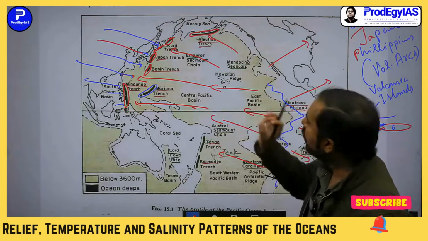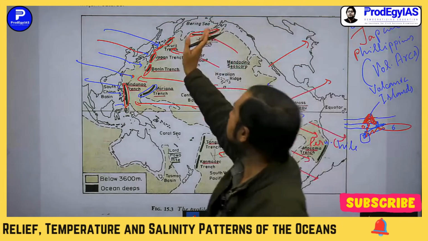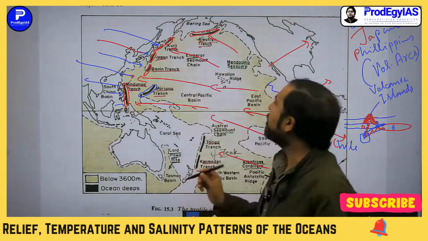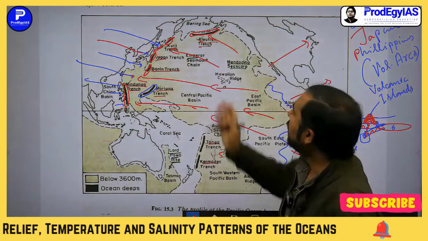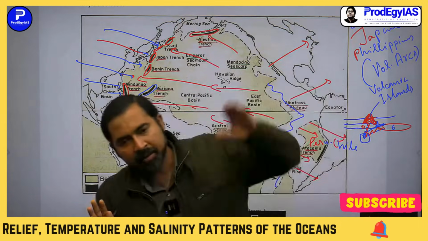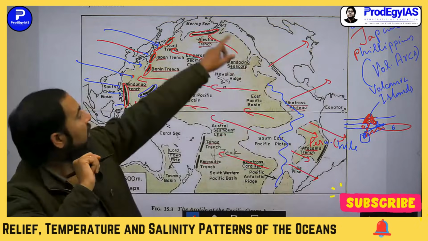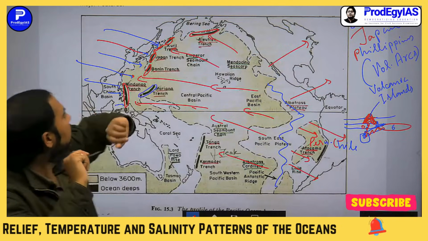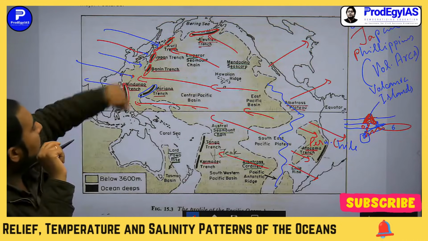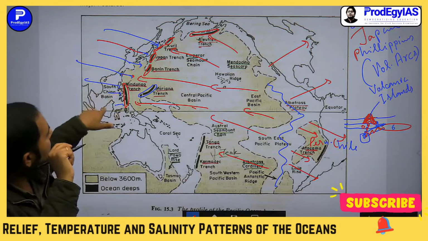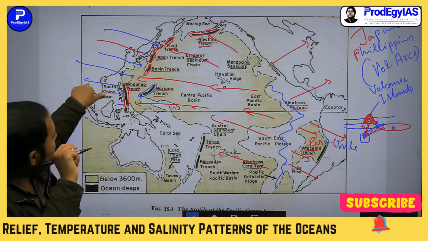Yeah, there is one more feature that in all these trenches, you can see back arc basins or back arc seas. Means here you can find this Bering Sea. Here there is the Okhotsk Sea. This sea is the Okhotsk Sea. This sea is called Japan Sea. This sea is called South China Basin or South China Sea.